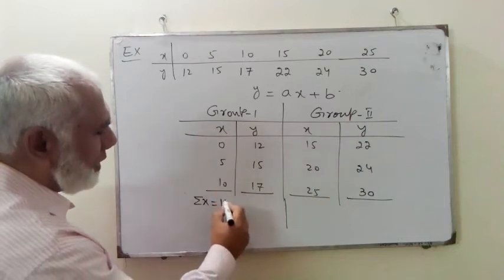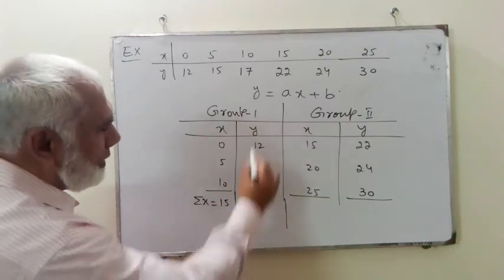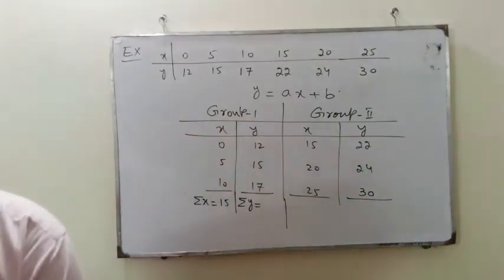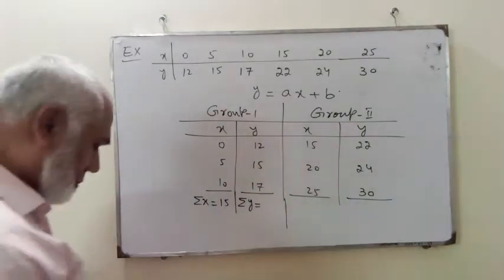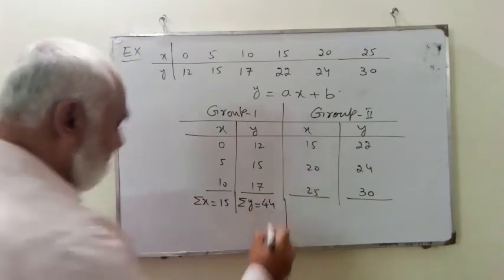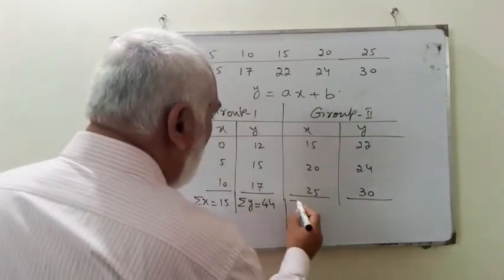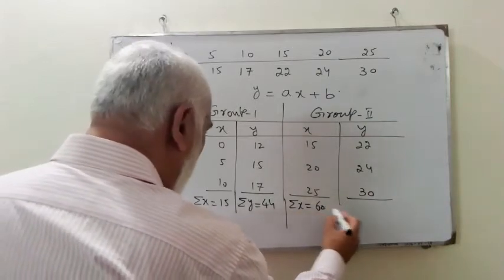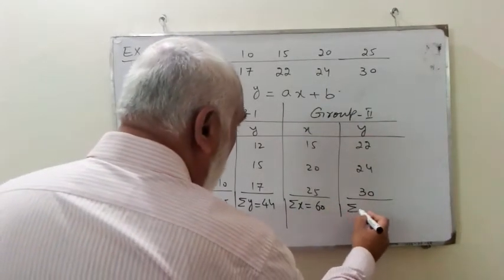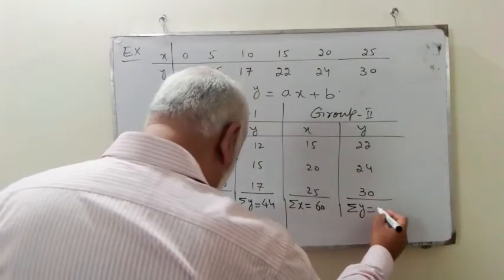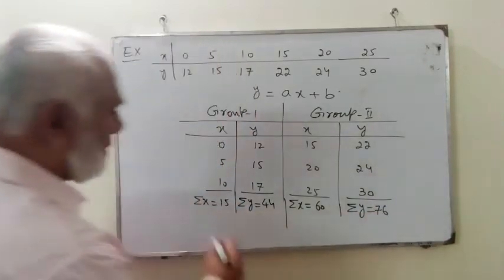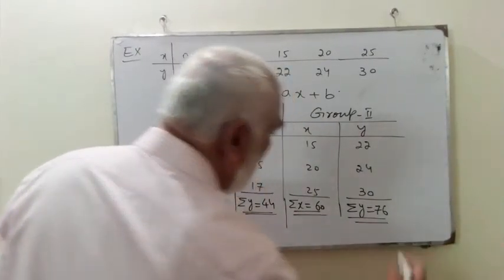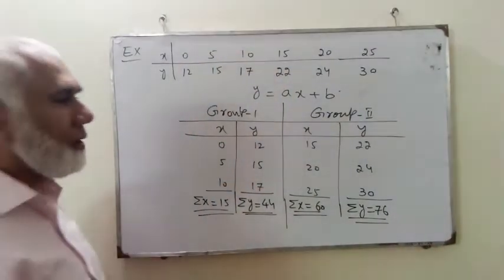These values give you 15. Similarly, the sigma y gives you 44, and then the sum of sigma x for the second group is 60, and the sum of the y values, sigma y, is equal to 76. So these are the sums of all the x and y coordinates.